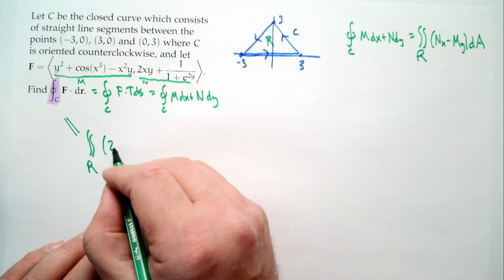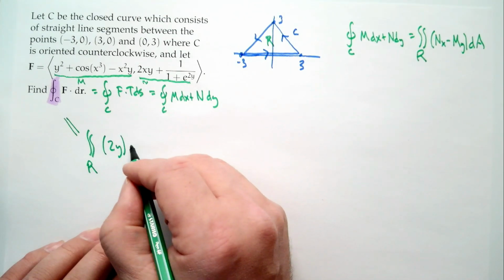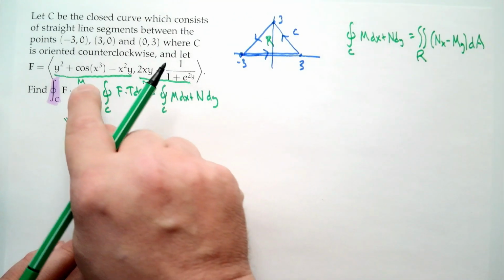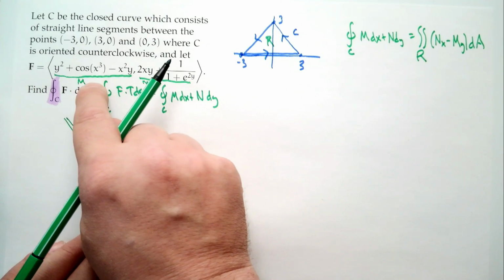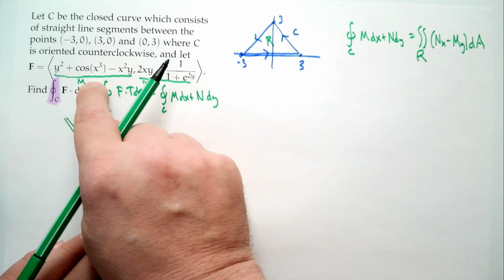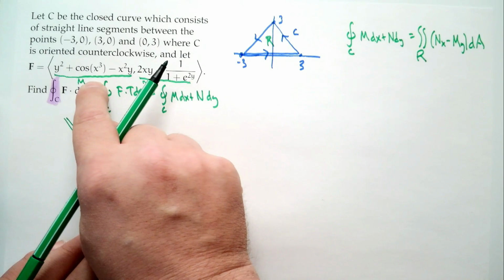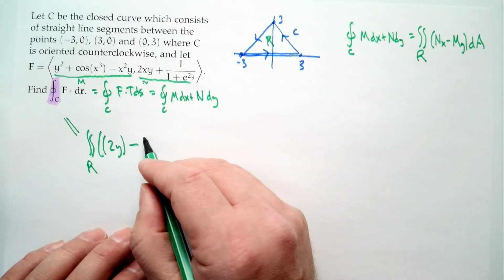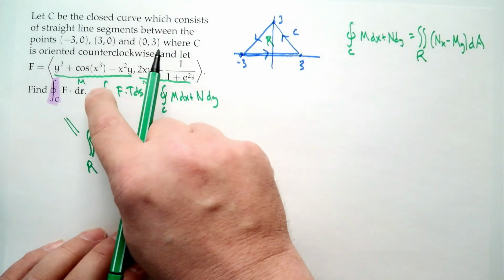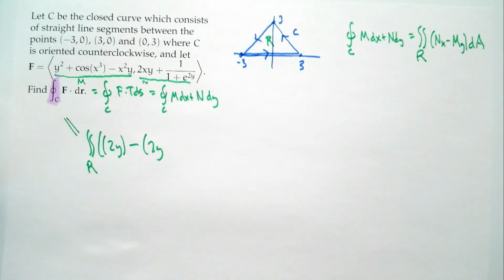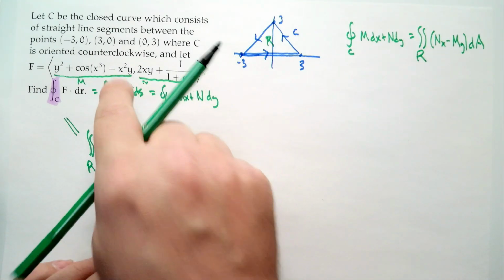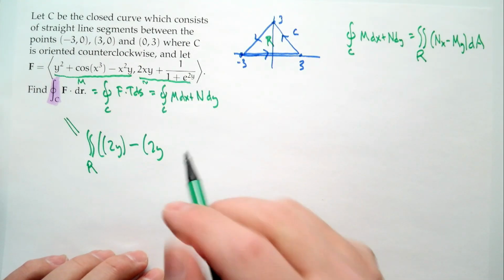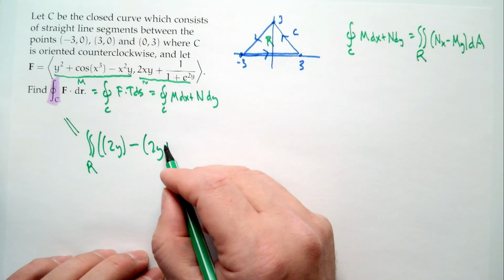Okay, so 2y. Then we're going to subtract, go to the first term, take the derivative of this with respect to y. What do you get? Well, 2y. The cosine x cubed goes away, which is great because we don't want to integrate that. Derivative of minus x squared y with respect to y is x squared.